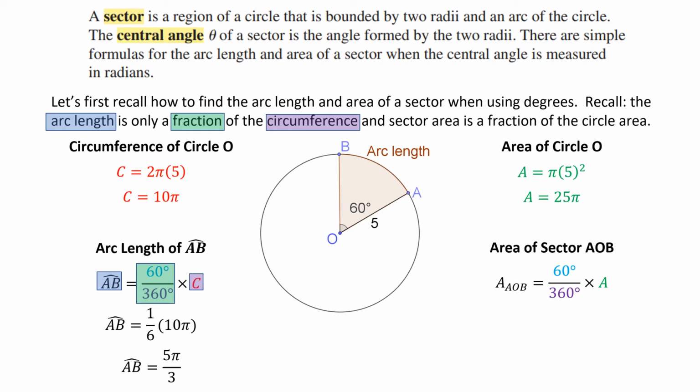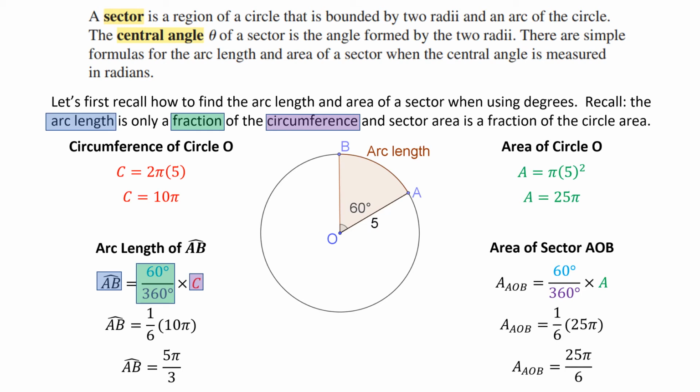The area is the fraction times the circle. It's the same fraction. It's the central angle 60 degrees divided by 360 times the area. That reduces to 1/6 times 25 pi, and so it comes to 25 pi over 6.